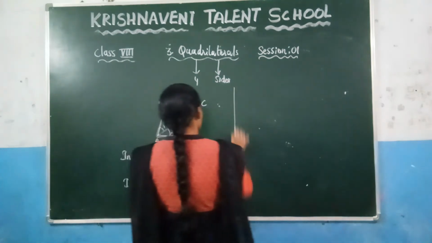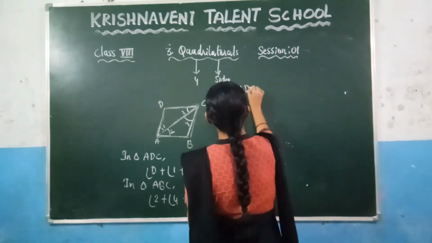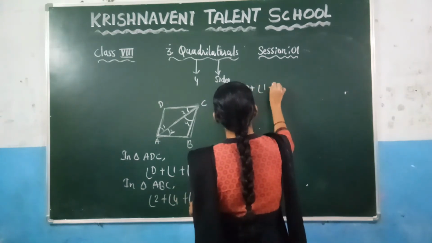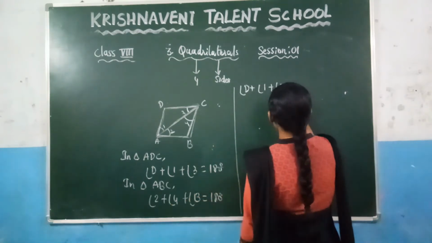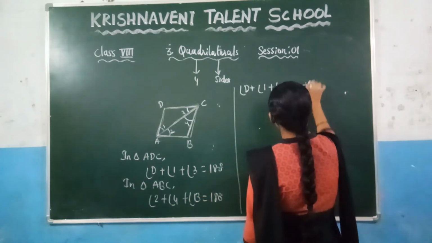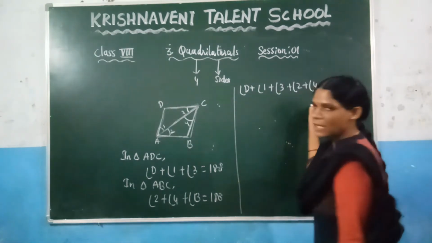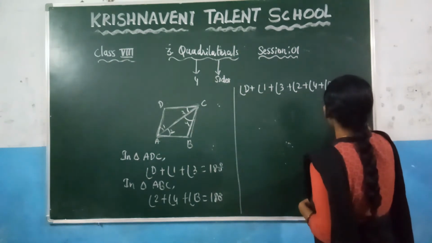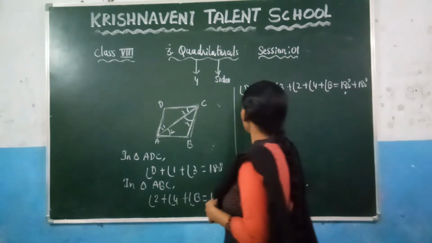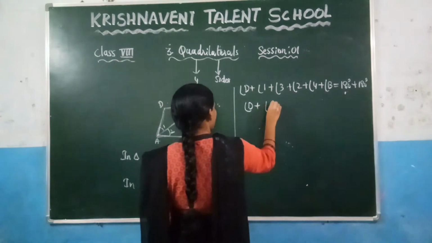So adding these two equations, first write this one, angle D plus angle 1 plus angle 3. Here what is the LHS? This one, which is angle 2 plus angle 4 plus angle B. Now we have written the LHS part, now add the RHS part, which is 180 plus 180. So here write angle D, and here what is left out, which is angle B.